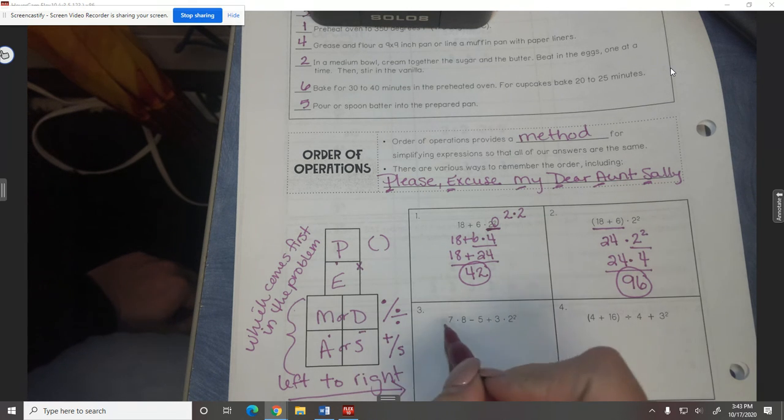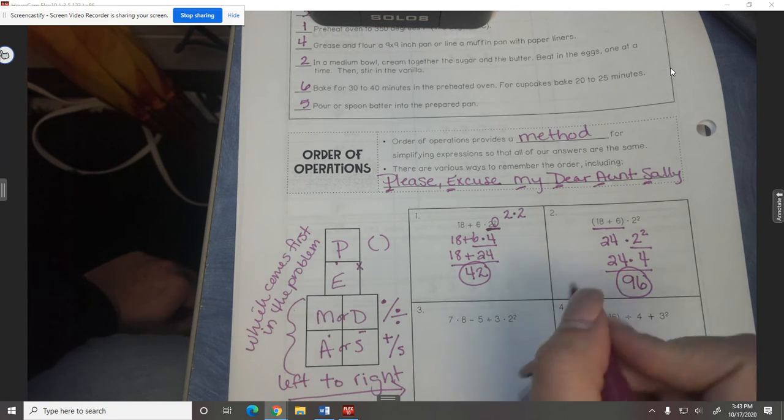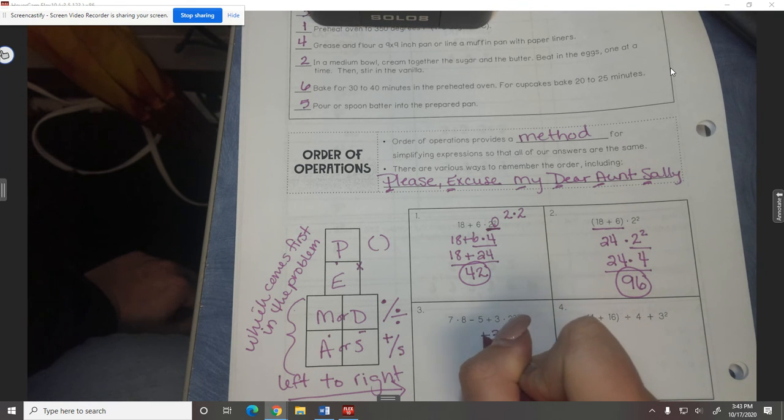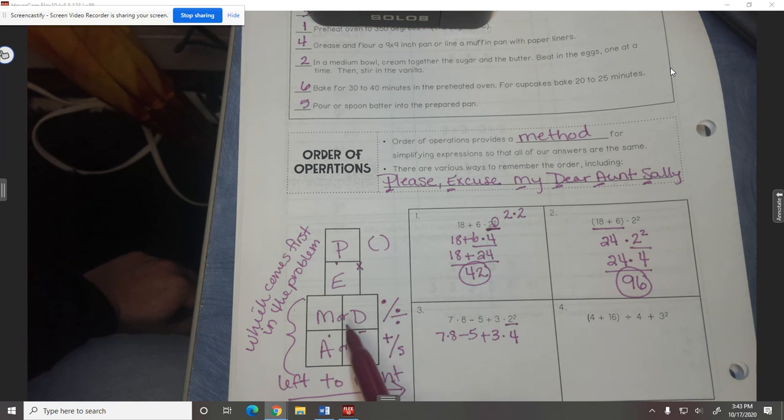All right, so number 3. We go and we check. Do we have any parentheses? No. Do I have any exponents? Yes. 2 squared is 4. Bring everything else down. Then I move to multiplication or division. Do I have any multiplication or division?